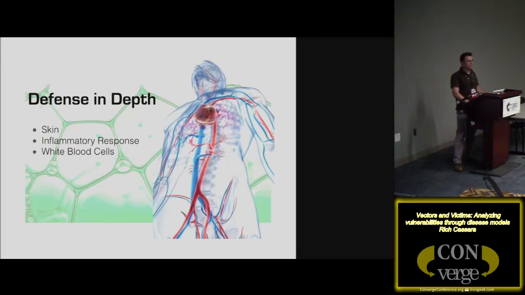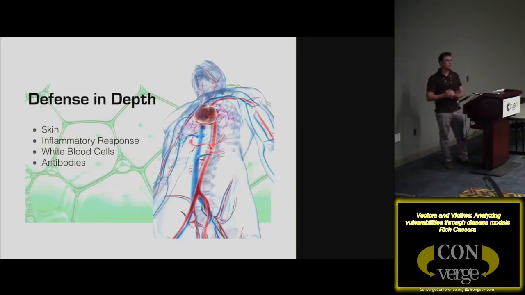Then you have the white blood cells floating around in your circulatory system, which find anything that's a foreign body that doesn't seem to belong there, and they just surround it and eat it. And then, as I said, in the adaptive immune system, we have antibodies, which are specifically tailored proteins that attack viruses that have already been encountered before.